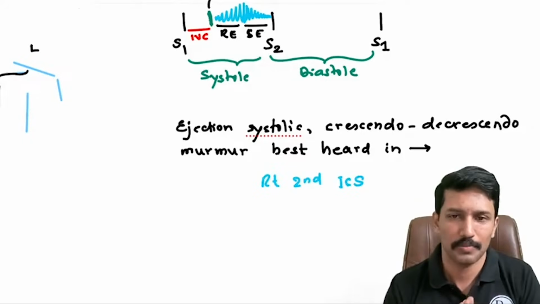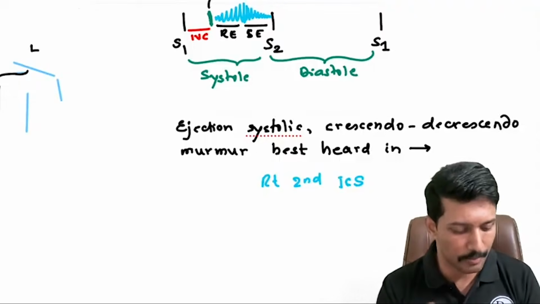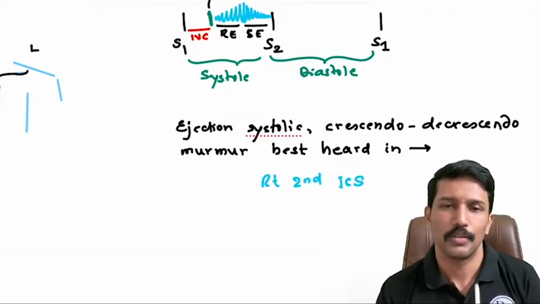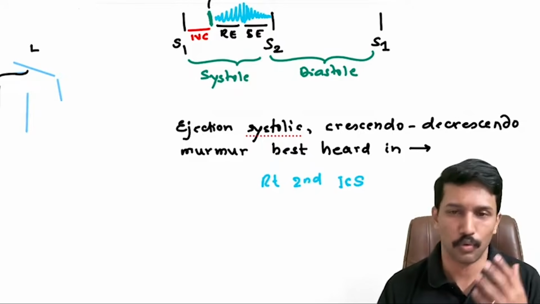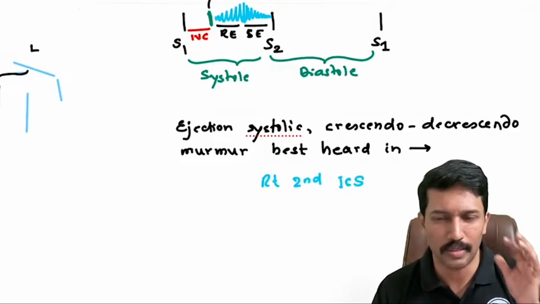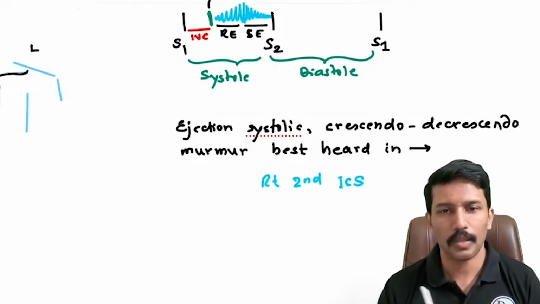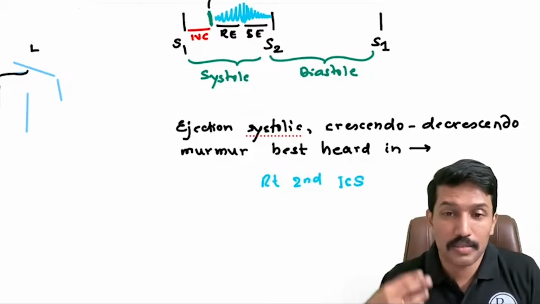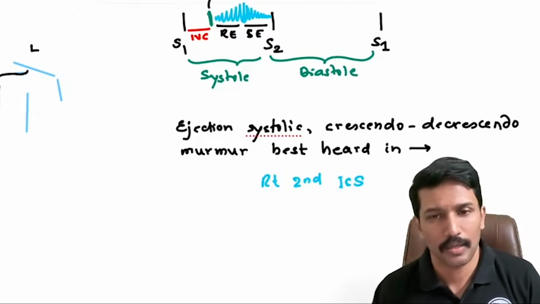Another thing you have to mention is whether the murmur is best heard in inspiration or expiration. That's a very, very important point that they will ask in your case presentation. Again, a simple rule: murmur is the sound produced by turbulent flow of blood. The more the flow, the more the turbulence, and the more the intensity or loudness of the murmur. It's as simple as that. In the cardiac cycle, the right side of the heart receives more blood during inspiration, and the left side receives more blood during expiration.